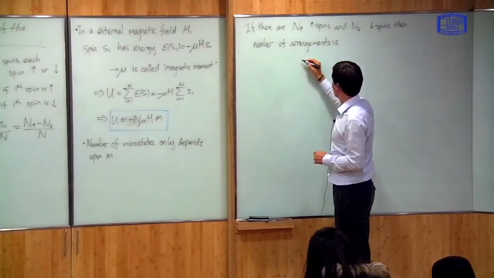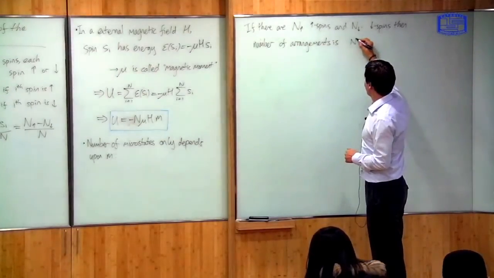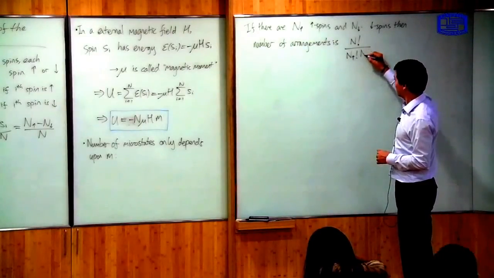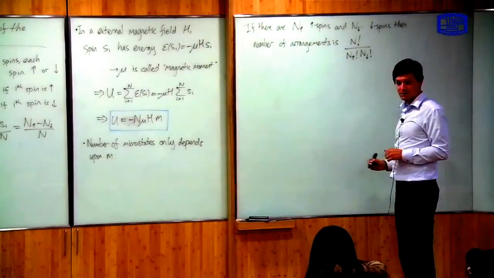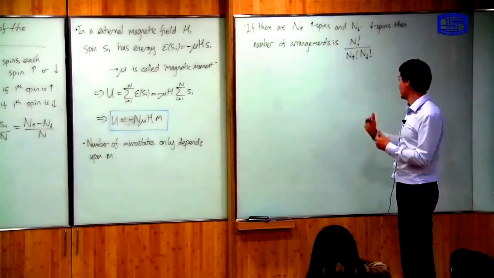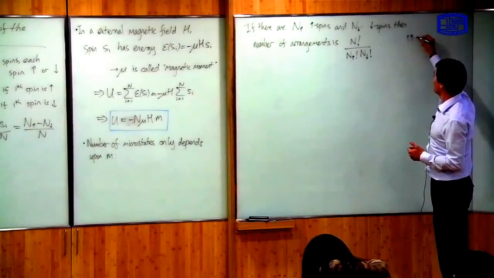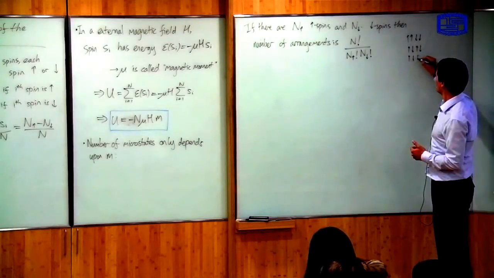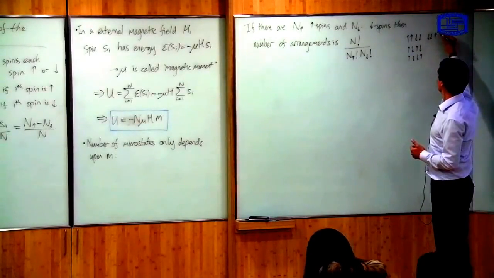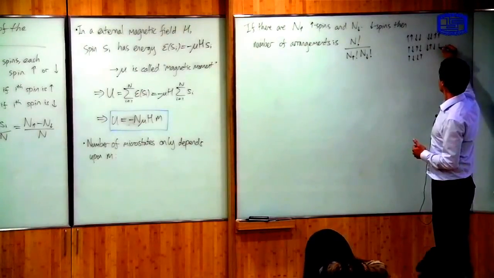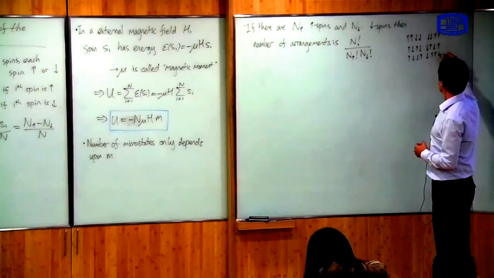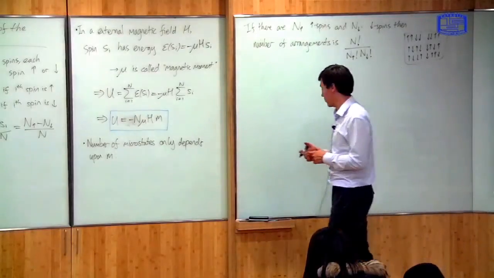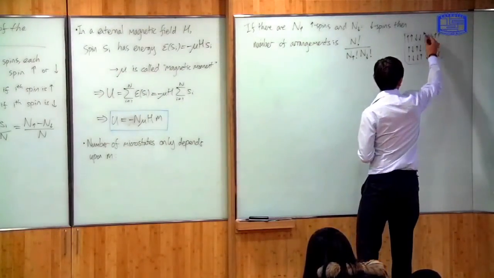the number of arrangements is given by, this is a combinatorial problem we solved a few weeks ago, N factorial divided by N_up factorial, N_down factorial. So that's the number of possible ways of arranging them. So for example, if I have 2 up and 2 down, then I can arrange them in 6 different ways like this. For example. Okay, so this is the kind of problem we talked about before.